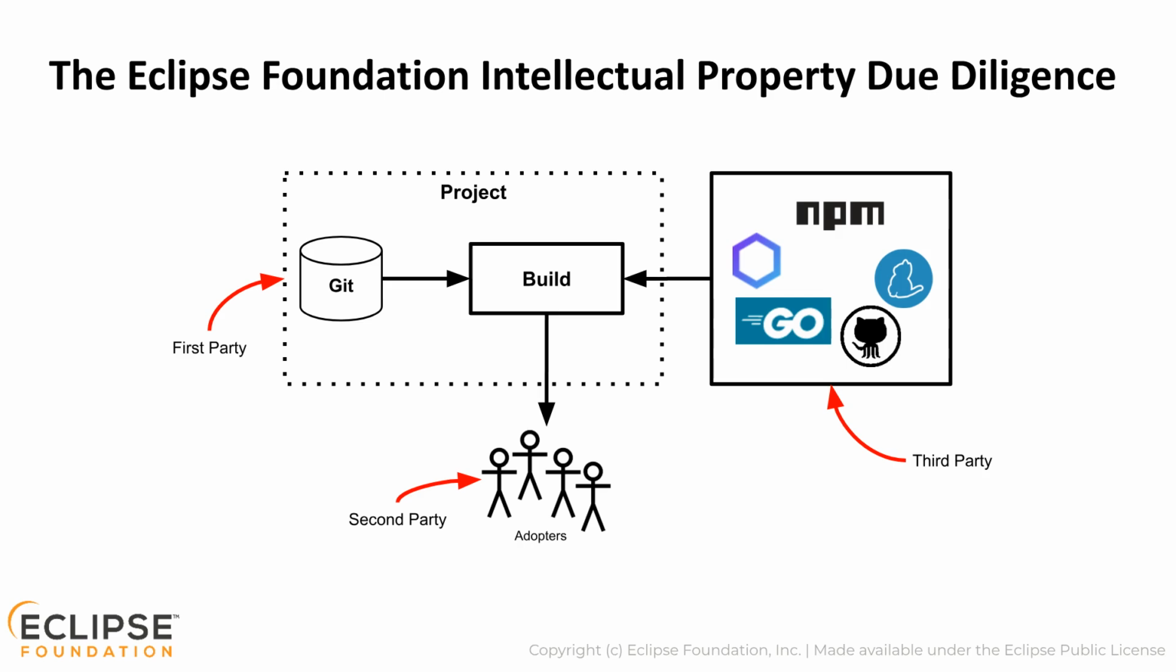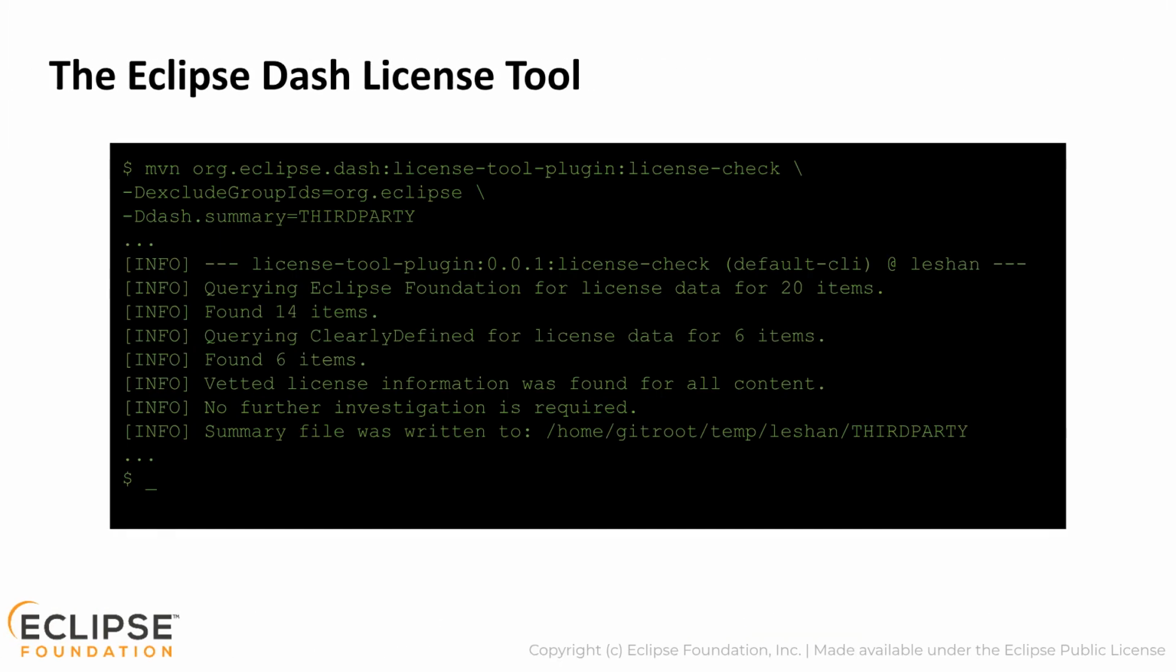Our Eclipse Foundation Intellectual Property Due Diligence module introduces the Eclipse Foundation's intellectual property policy and corresponding IP due diligence process, and introduces you to our dedicated team of professional IP specialists who perform the heavy lifting in the due diligence process. The Eclipse-License Tool module introduces you to a tool we provide that is intended to help you assess the license status of the content that your project leverages.